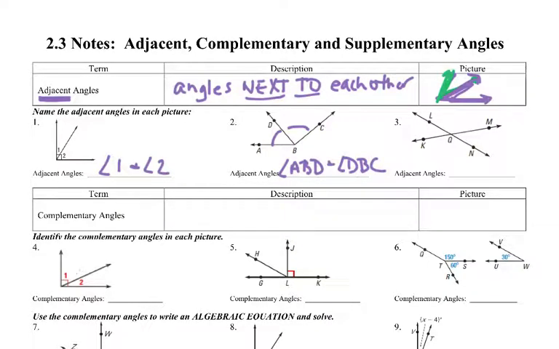This picture actually has a lot of adjacent angles, so I'm going to number these angles 1, 2, 3, and 4, so I don't have to name them with 3 letters. And then you see a lot of adjacent angle pairs, like angle 1 and angle 2 are next to each other, angle 2 and angle 3, angle 3 and angle 4, and angle 4 and angle 1. All those pairs of angles are next to each other. So adjacent angles are next to each other.